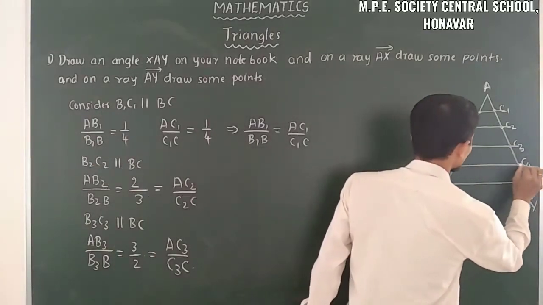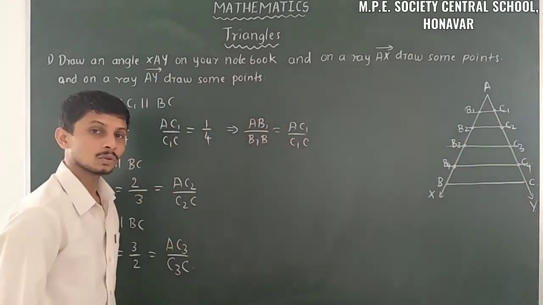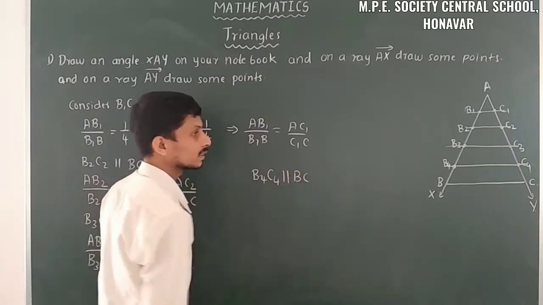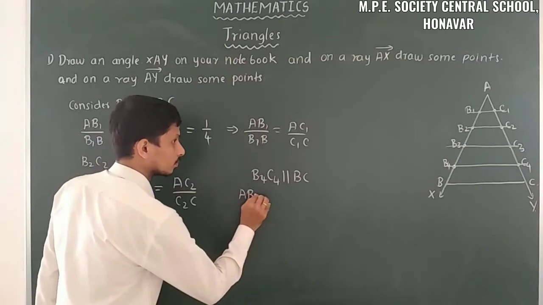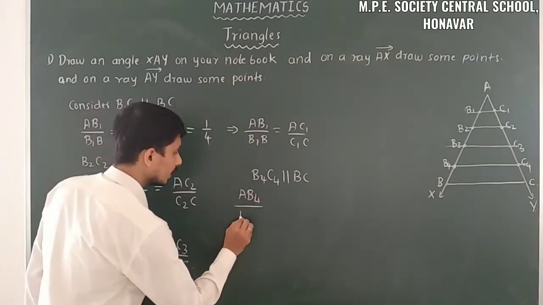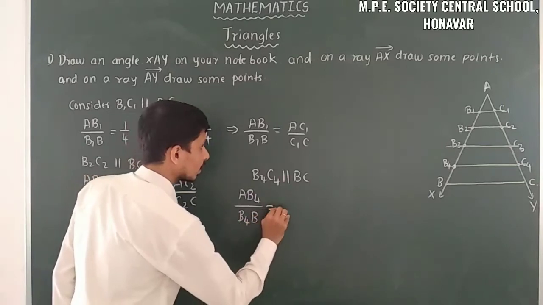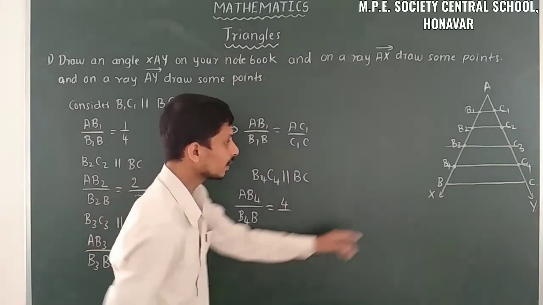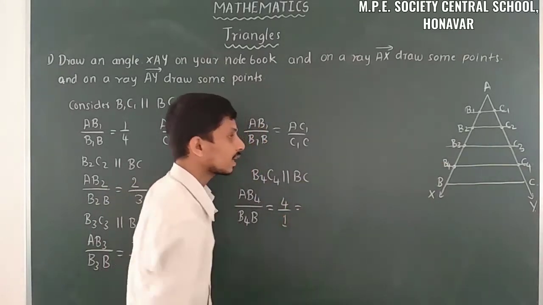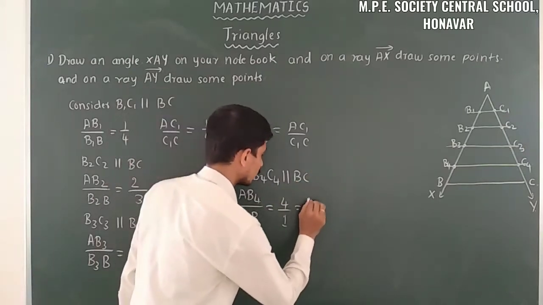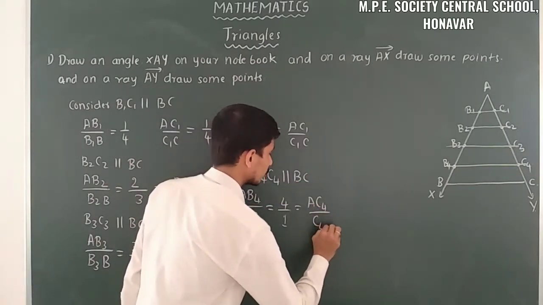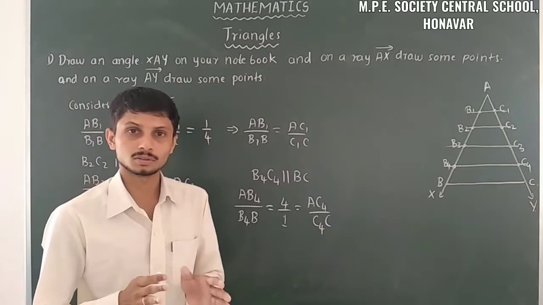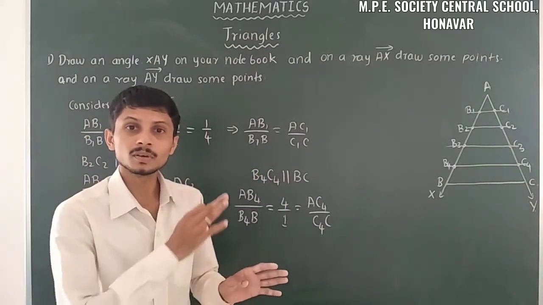Then let us consider the last one, B4C4, where B4C4 is parallel to BC. When we consider AB4 by B4B, it is equal to, there are 4 distances, 1, 2, 3, 4, that is 4 divided by, here it is only 1. So this is also equal to AC4 by C4C. Here we have to consider the ratios of the other two sides.